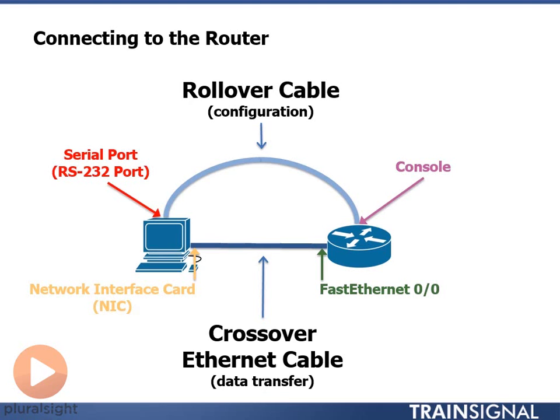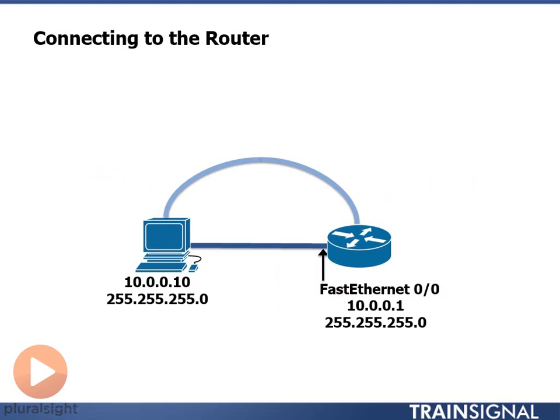Okay, so we're going to run our rollover cable from that serial port adapter, and then we're going to plug that into the console port of the router. So when we plug it into the console port, now we have a connection between our PC and our router for configuration. Let's look at how we're going to configure this.